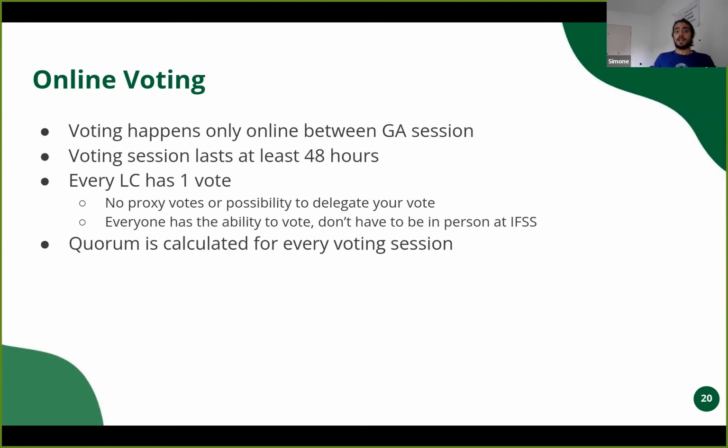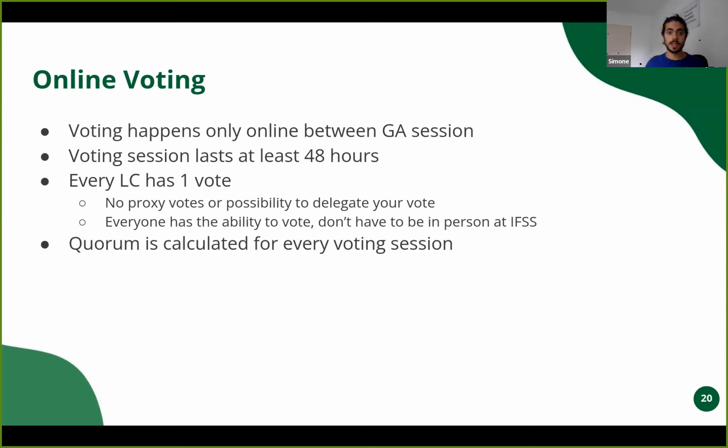And the voting happens online between GA sessions again, so not during the GA, but after. And it would last at least 48 hours, so everyone in every time zone has plenty of time to vote. And every LC has 1 vote. So in the past, we used to have proxy votes, so you could delegate votes to another LC that wasn't at FSS. This is not needed anymore because everyone can vote. You don't have to be at FSS to vote.